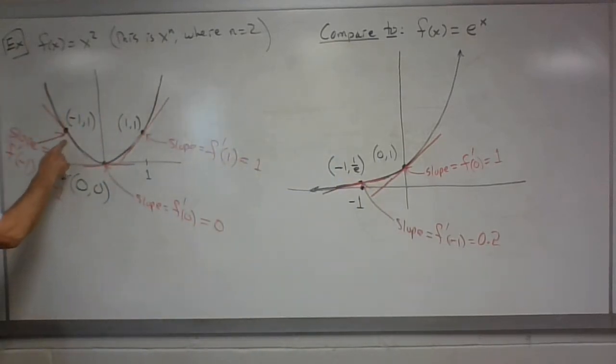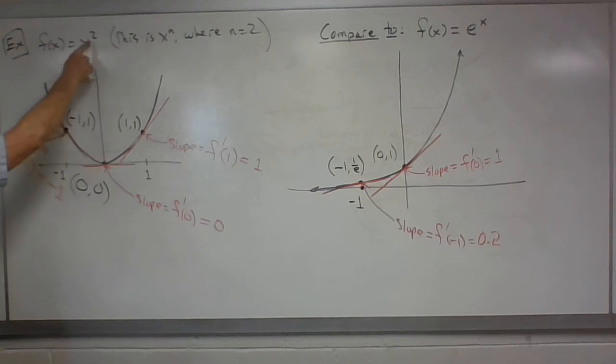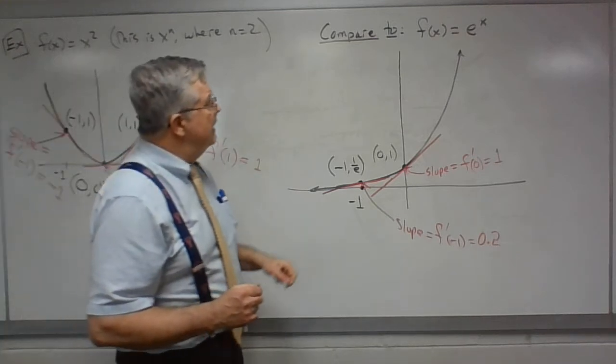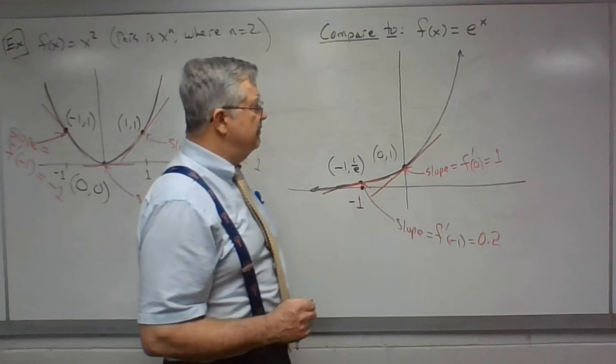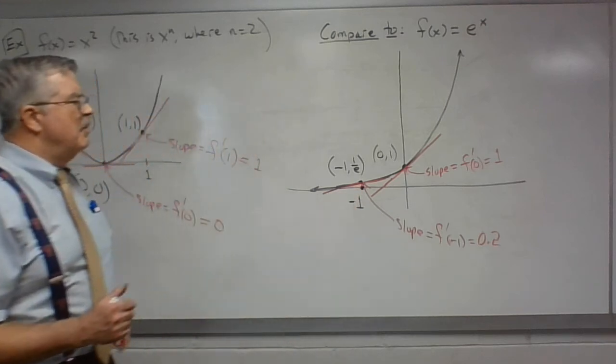When x is equal to -1, when we have x to the n, the slope is negative, and it's not that small. So for x to the n, where n is 2, the slope is negative at x equal -1. Whereas here, when we have e to the x, the slope is positive, although rather small.